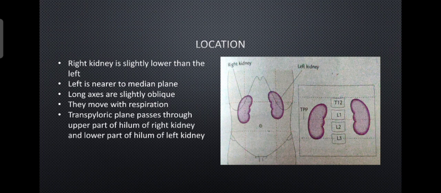Also, we can see that the left kidney is slightly nearer to that of the median plane. Why is this so? Because on the most lateral aspect on the left side of the body, we have the spleen. So that spleen occupies some space so that the left kidney is slightly nearer to that of the median plane. Median plane is that of the center. Their long axes are slightly oblique.